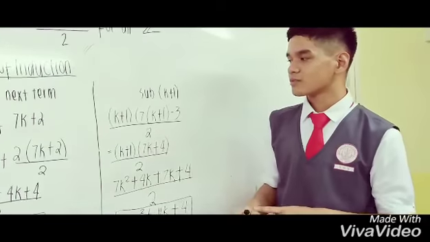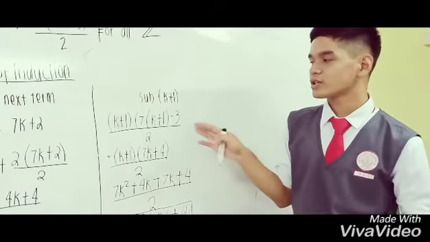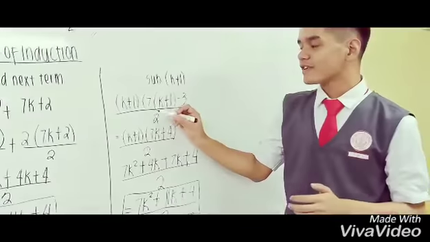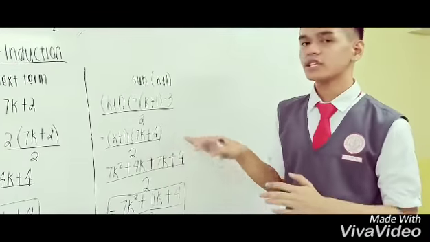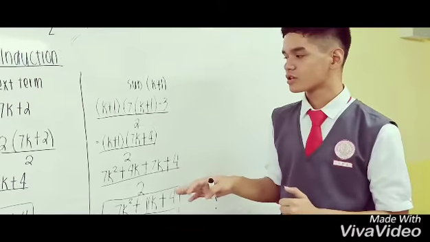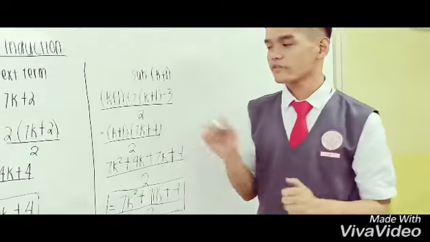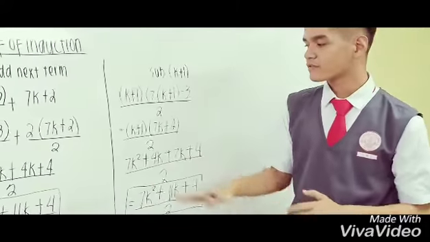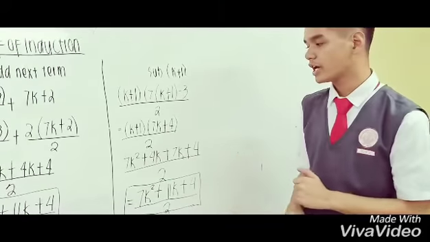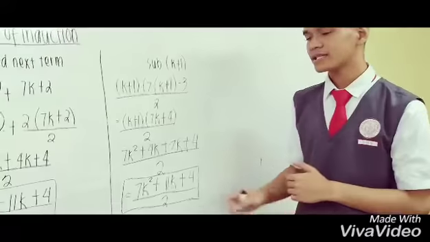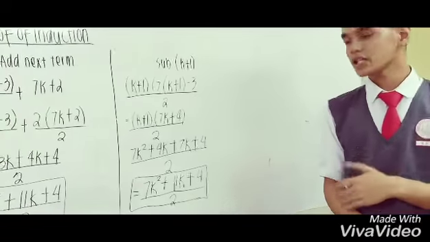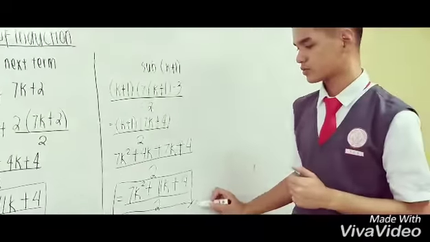So k plus 1 times the quantity 7 times k plus 1 minus 3 over 2. Distribute 7 to k plus 1. And the answer will be k plus 1 times the quantity 7k plus 4 over 2. So in this step, we will use the FOIL method. And there will be an answer of 7k squared plus 4k plus 7k plus 4 over 2. And the final answer will be 7k squared plus 11k plus 4 over 2.